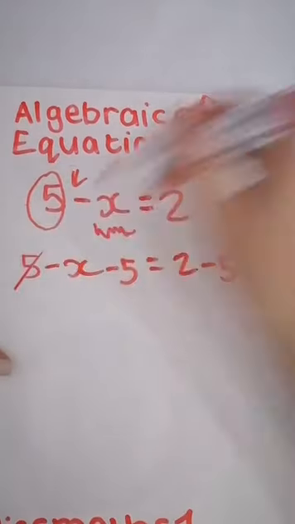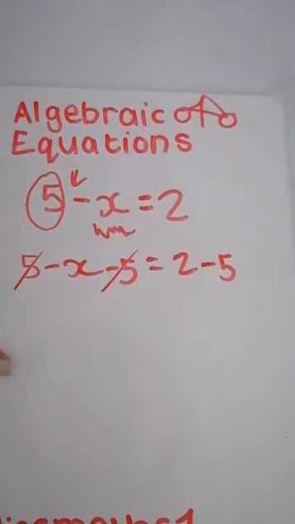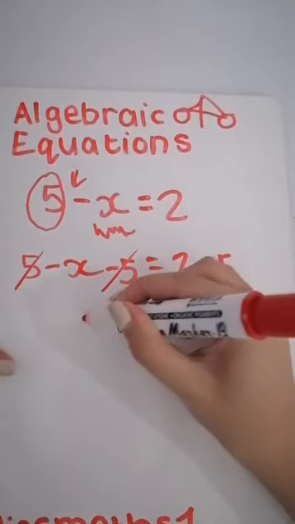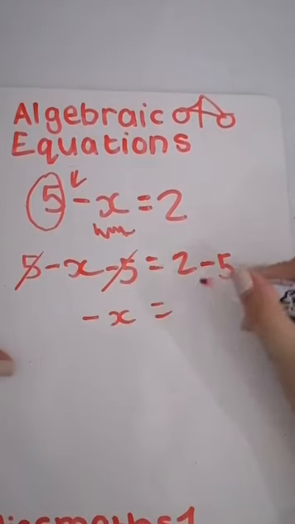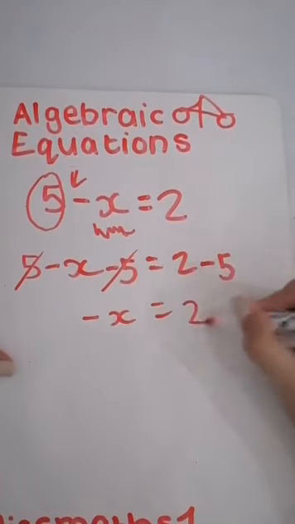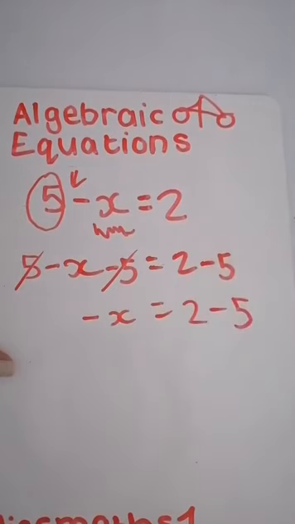Okay, a plus 5 and a minus 5, they cancel one another out. So on this side, you're left with negative x. And over here, you are left with 2 minus 5. Okay, now this is where it gets a bit tricky.